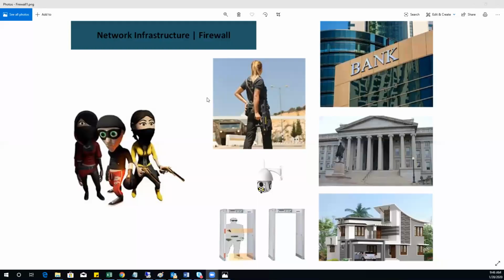Welcome back, the network industry lovers, with a new concept related to the intermediary devices. And right now, we are in a phase to understand the firewall technologies.